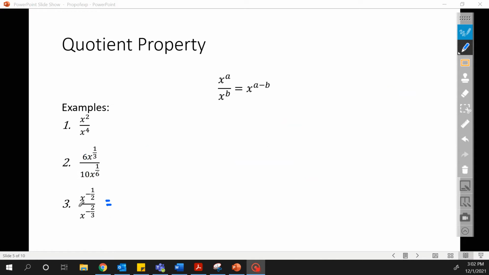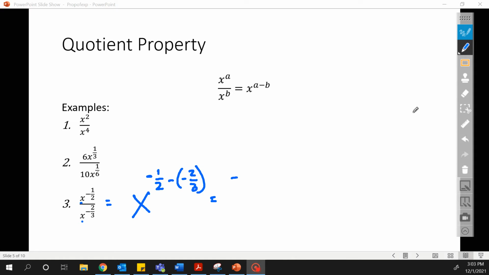Now, number 3, you'll notice I have negative exponents. So let me fix the negative exponents here. I don't have to do this right away. Actually, I'll do it at the end. So this is an x in the numerator, x in the denominator. I'll combine those into a single x that's in the numerator, and I will subtract the exponents. So I have negative 1/2 minus negative 2/3. So I'm actually going to be adding that.